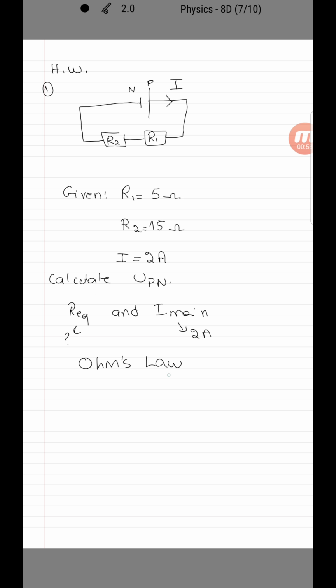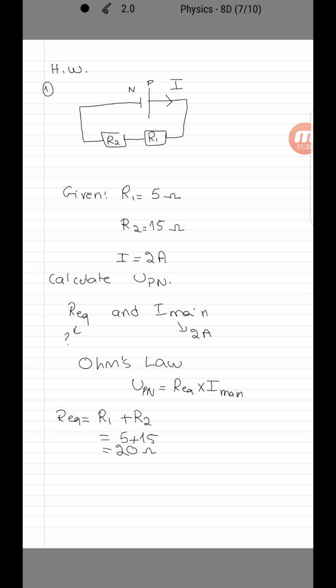So Ohm's law states that UPN, which is the main voltage, is equal to R equivalent times the main current. Now to find R equivalent, R1 and R2 are in series. So R equivalent is equal to R1 plus R2 equals 5 plus 15 ohms. So R equivalent equals 20 ohms.